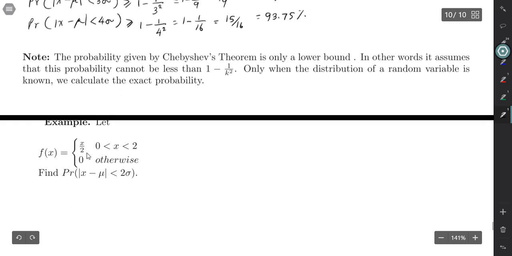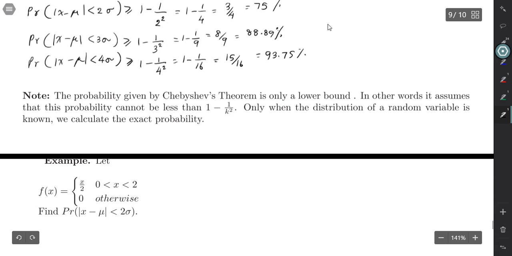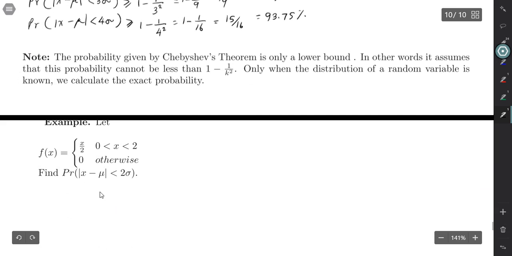But if you know the exact distribution, you can find the exact probabilities. So for example, this is our random variable x. The PDF is x over 2. The support is from 0 to 2. Find the probability that the absolute value of x minus mu is less than 2 sigma. According to Chebyshev's inequality, the lower bound for this is 75%. That's the lower bound. But what is the exact probability?